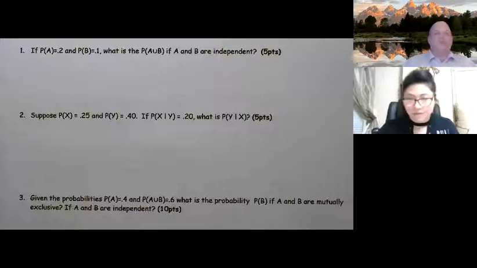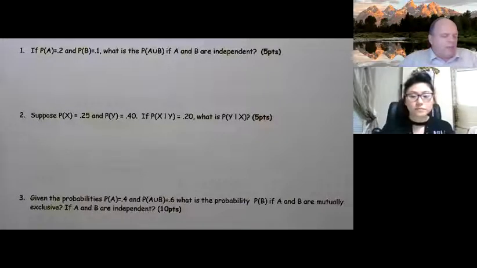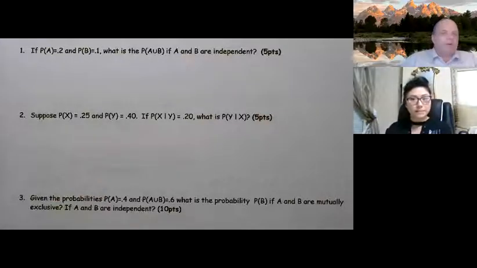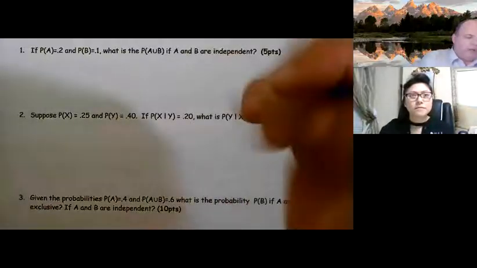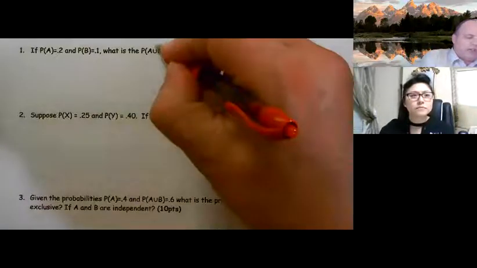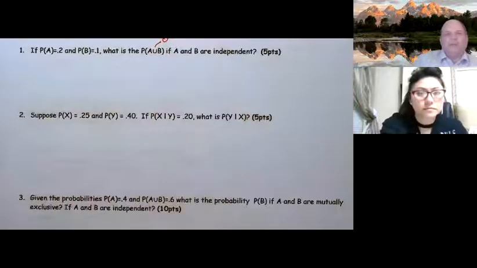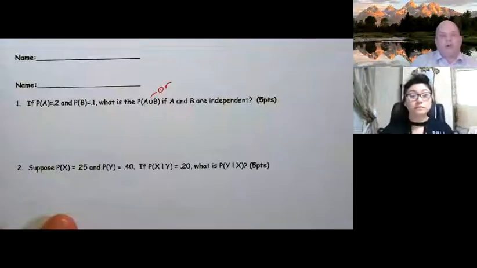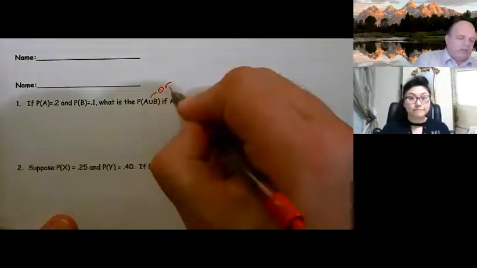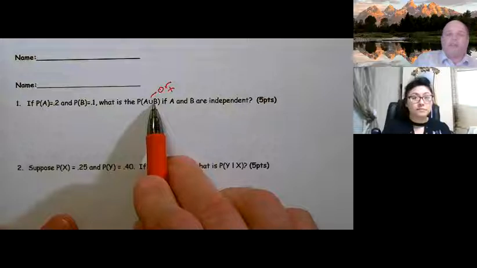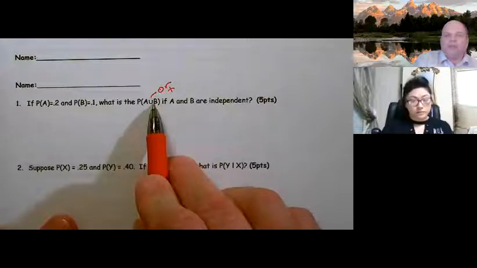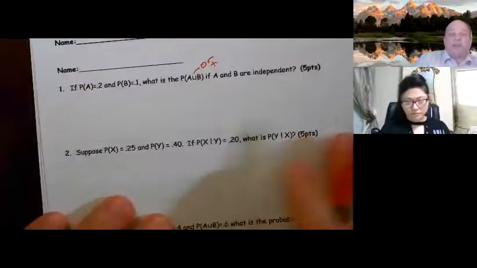Okay, so conditional and classical probability. If the probability of A equals 0.2 and the probability of B equals 0.1, what's the probability of A union B if A and B are independent? First off, I see that union and I think or. And I also think addition, and specifically I think about the general addition rule. And with that in mind, I'm going to write that down.